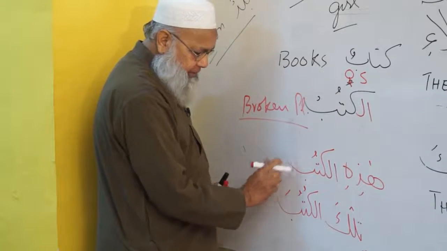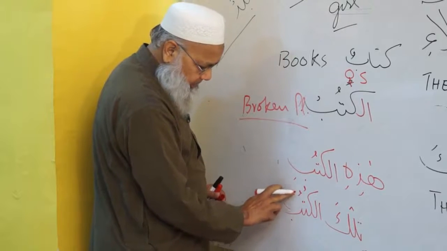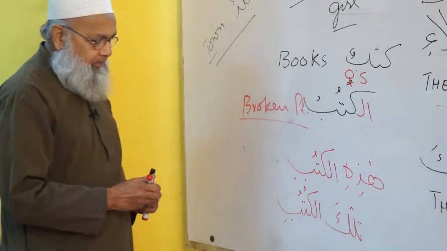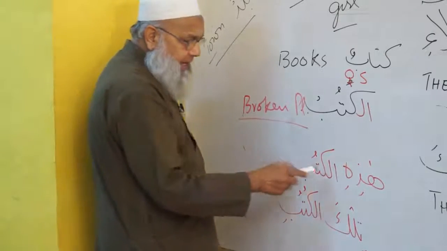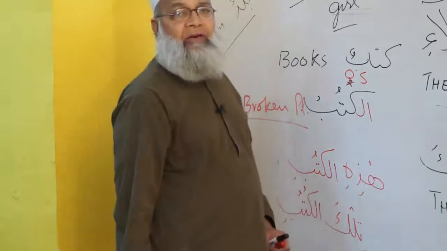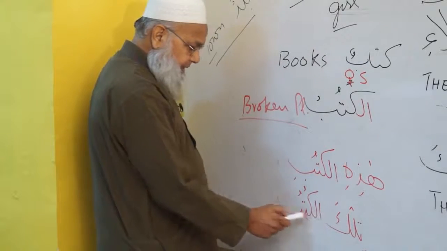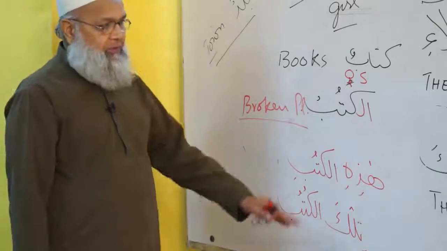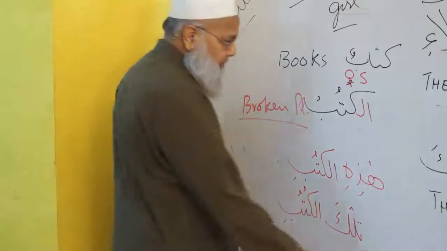And if it is al-kutubi, this will be hazihil kutubi and tilkal kutubi. But if it is kutubi, hazi will also be treated as in jar form. And if it is tilkal kutubi, this tilka will be in the jar form, since it is mabni. Now we move to the next.